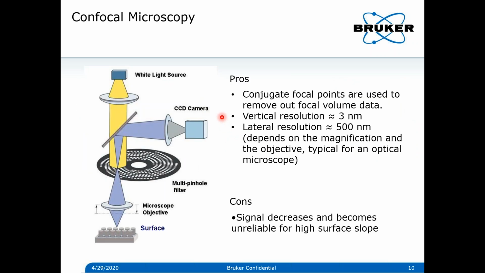And then confocal microscopy. This picture is a very oversimplified version of confocal microscopy. Basically, confocal microscopy uses conjugate points, such that light reflected off from this point is filtered using a pinhole over here, so that all the out-of-focus volume data is eliminated. So you will be exactly measuring the light which is reflected back from here, which goes back to a CCD, or in the case of an XY scanner with PMT, this light goes back to the PMT. The pros here are a vertical resolution of 3 nanometers and lateral resolution of a few hundred nanometers. But there are cons: the resolution is dependent on the objective which you use, and the signal decreases and becomes unreliable for high surface slopes.